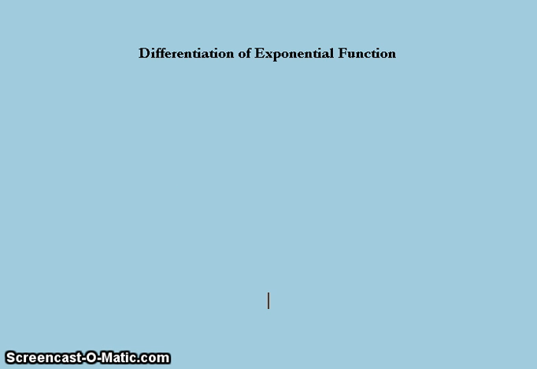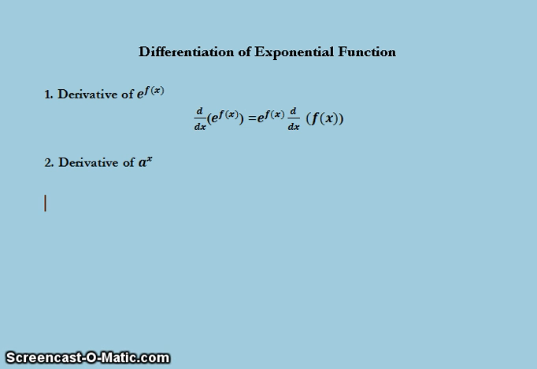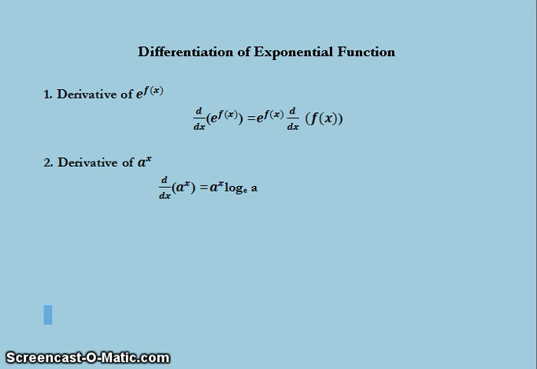Next we are going to discuss the differentiation of exponential functions. For that, let us first consider the derivative of e to power f(x), where f(x) is a function of x, that is d by dx of e to power f(x), which is equal to e to power f(x) into the derivative of f(x) with respect to x. Next we find the derivative of a to power x, that is d by dx of a to power x, which is equal to a to power x into log of a with base e.